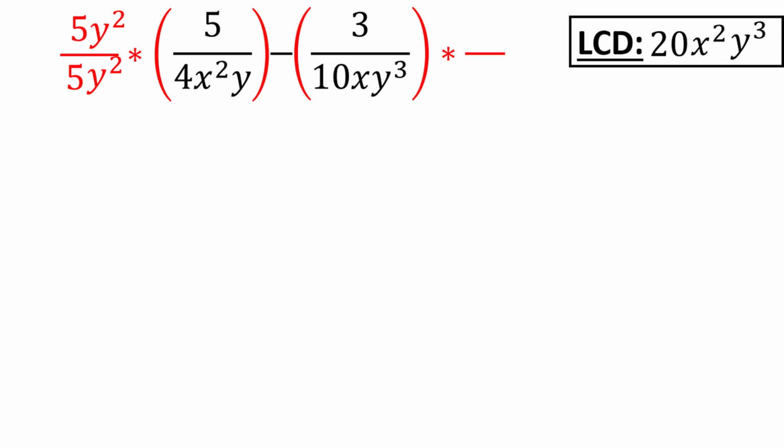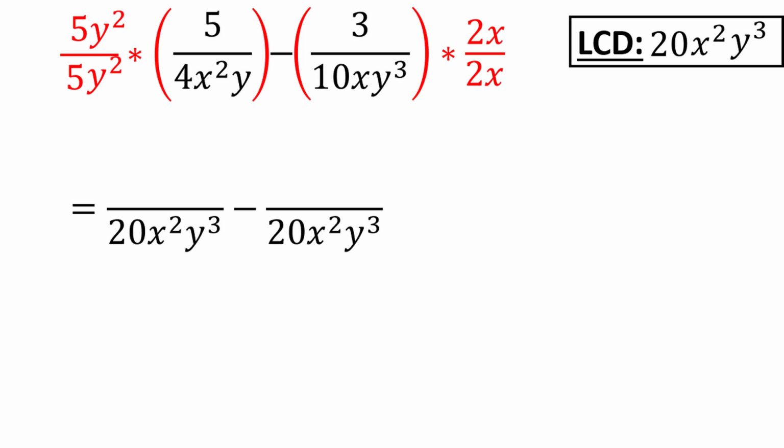For the second term, we need to multiply by a constant of 2 to get 20, and then we need 1 additional x to make x squared. We don't need any additional y's as we already have y to the third, so we must multiply by 2x over 2x. This leaves us with our common denominator of 20x squared y to the third on both terms. For the numerator of the first term, we have 5y squared times 5, which is equal to 25y squared. For the numerator of the second term, we have 3 times 2x, which is equal to 6x.